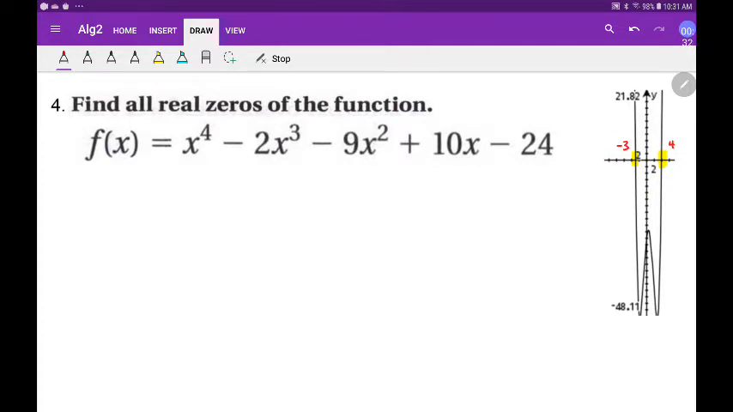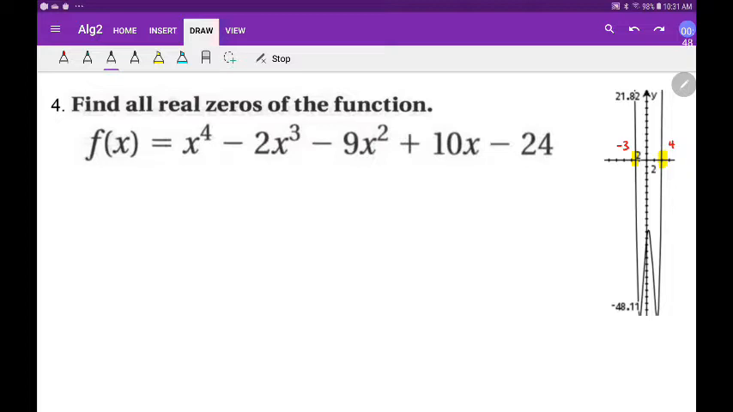There could have been 4 places, but there's only 2, so that means I must have a couple imaginary roots. But anyway, I'm going to find the 2 that I can find. And so let's get started on this.